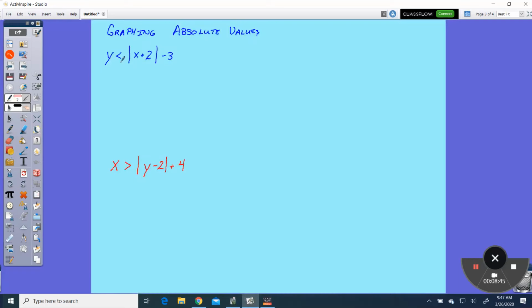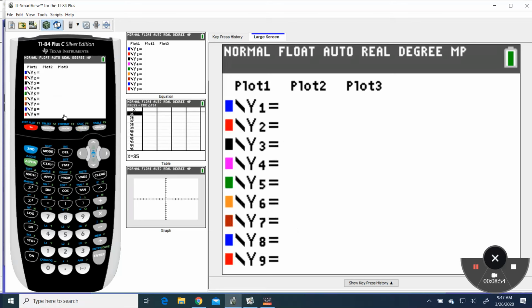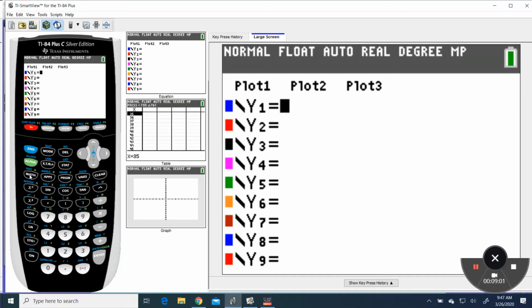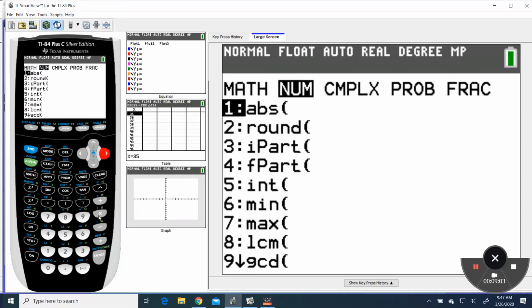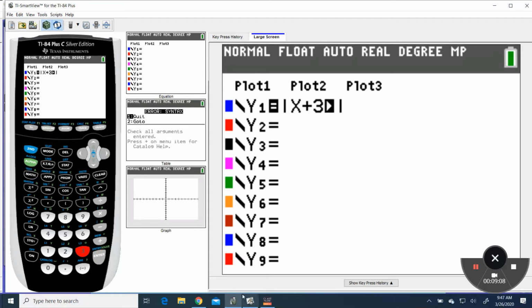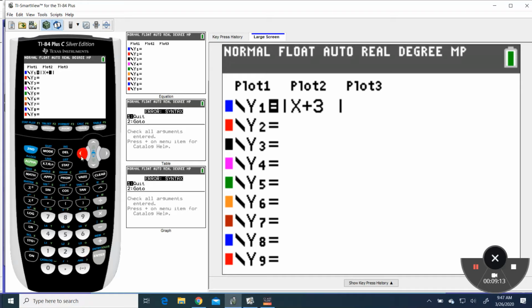Now on this one, since it's a y equals, you can do that on your calculator, or y is less than. So again, you can go to your calculator, go to your y equals, change that to an inequality. Like I said, this model of calculator for some reason won't let me do that. But then you're going to type in the absolute value. So you hit math, number, abs. Okay, and you're going to type in x plus 2 minus 3.